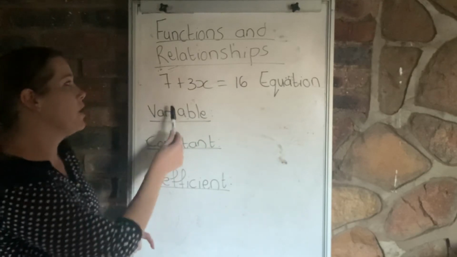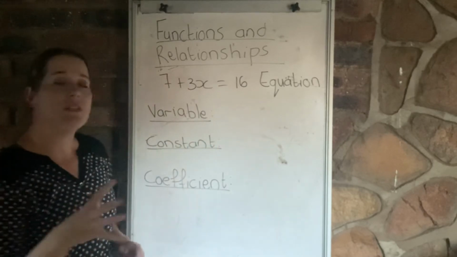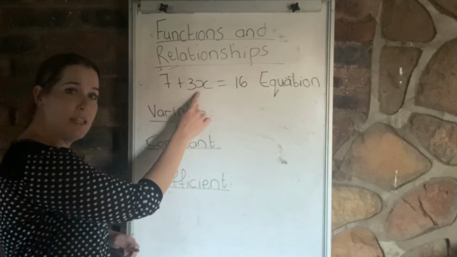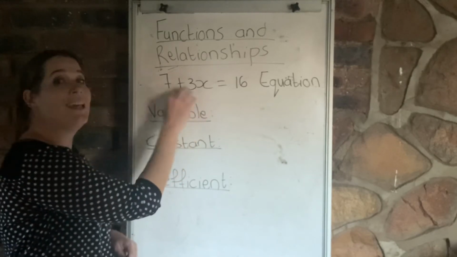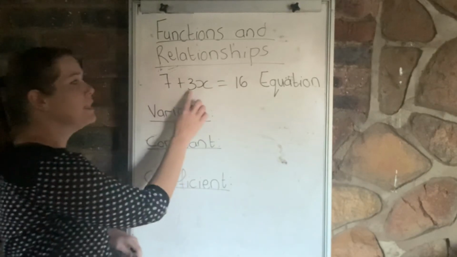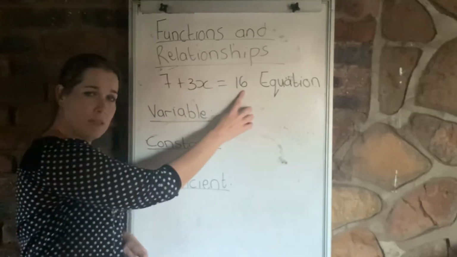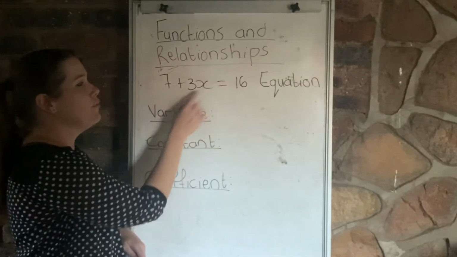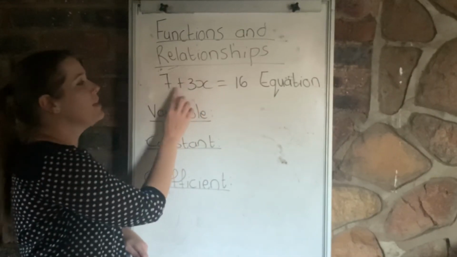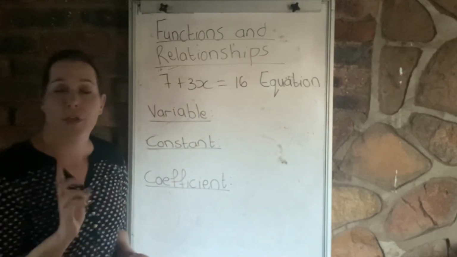Now, if we look at the equation, it says 7 plus 3x is 16, which means, let's start at the beginning. You know that if two numbers are directly next to each other with nothing in between, it's like there's a times sign in between. So that means something times 3 plus 7 must give me 16. So if we take 3 times 3, which is 9, plus the 7, that will give me 16. So in this case, x is worth 3.